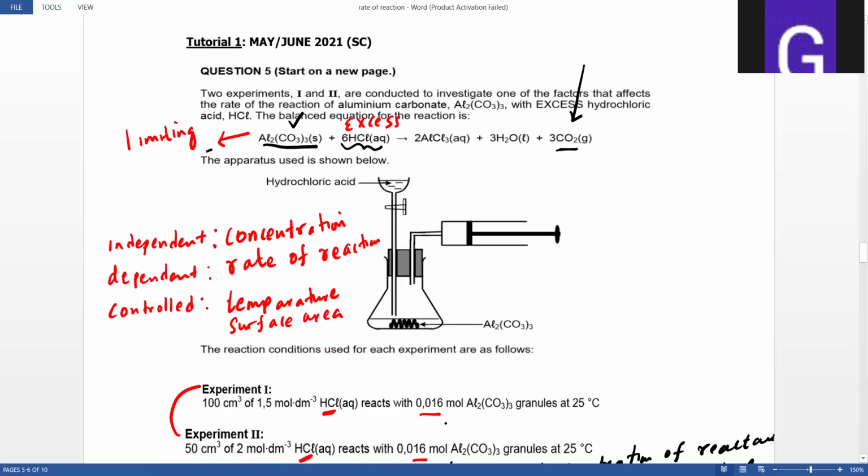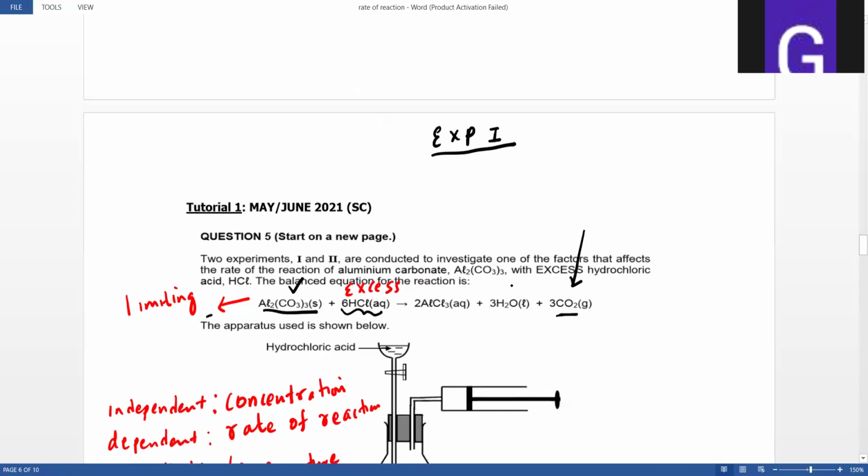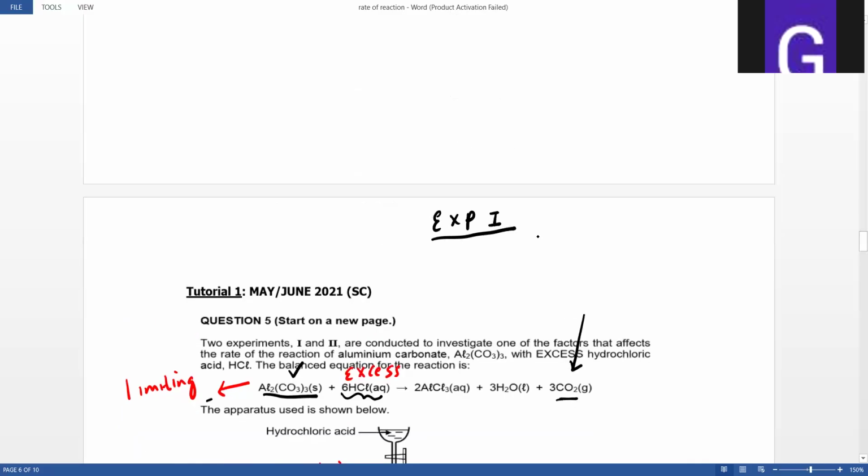So let's use the information of aluminum carbonate instead of hydrochloric acid. Because if you're using this, we must be able to know how many moles were reacted. To do that, we say, okay, fine, we have the information about aluminum carbonate.